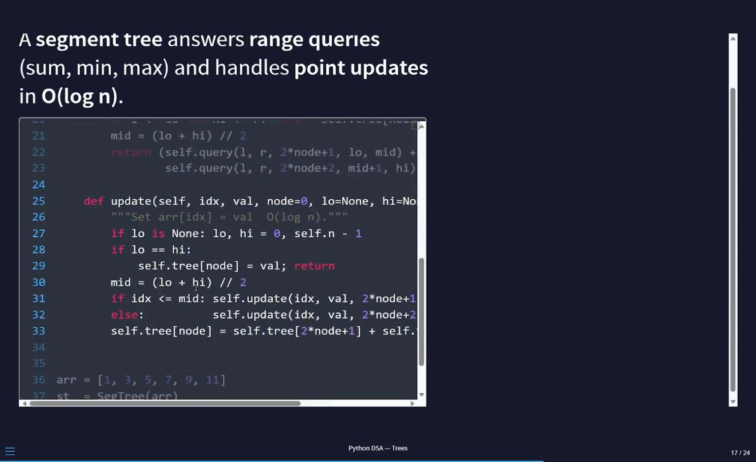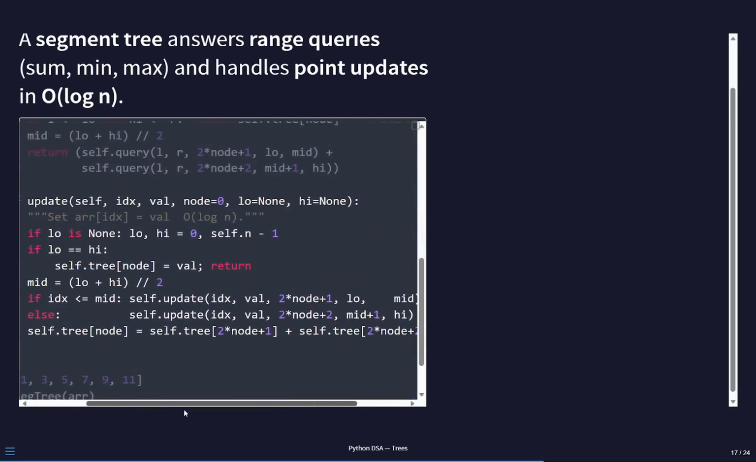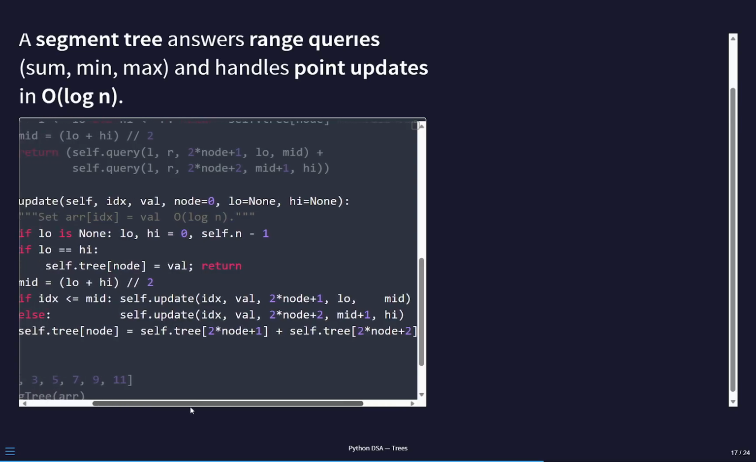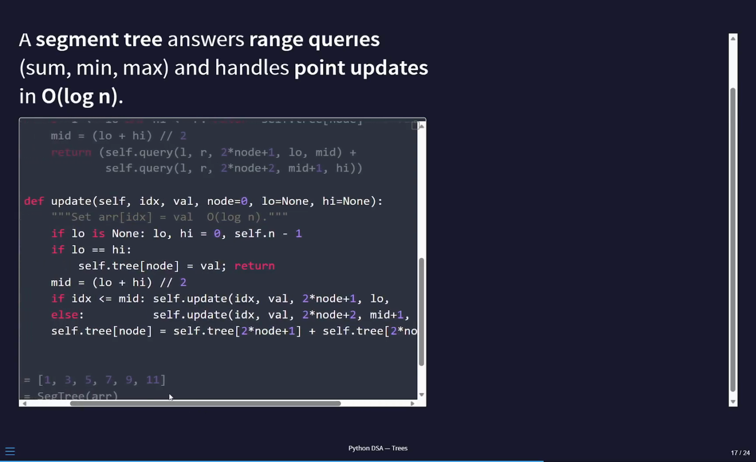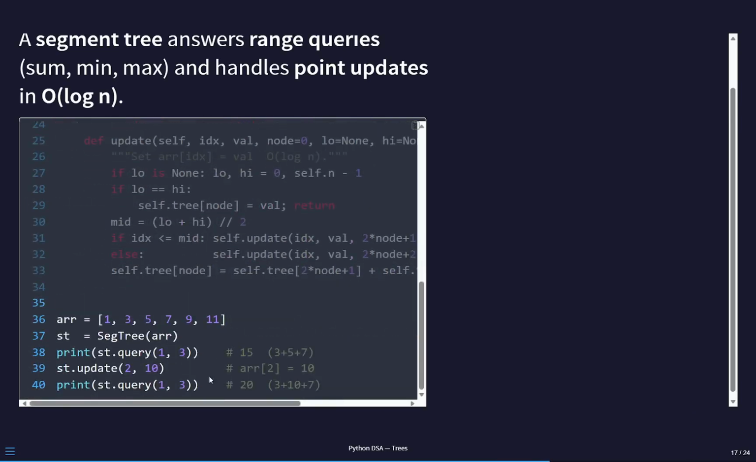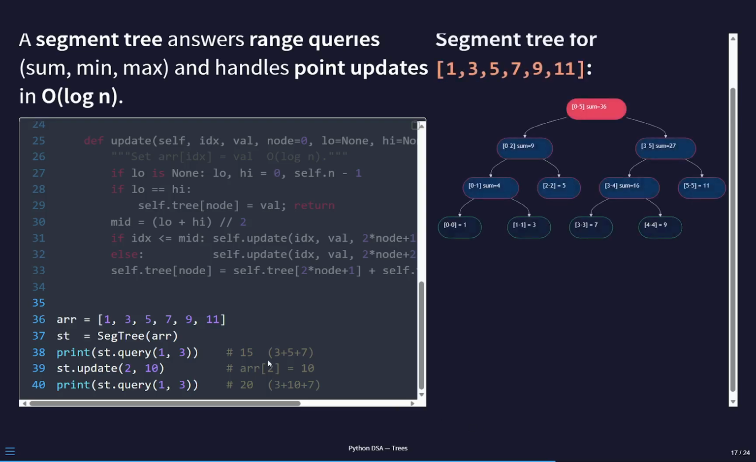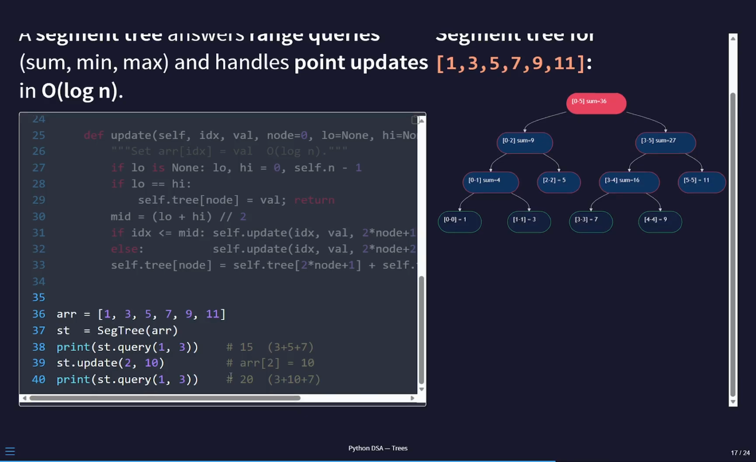Update walks down to the target leaf, updates it, then recalculates all ancestor values as we unwind. Also O(log n). The demo: array 1, 3, 5, 7, 9, 11. Query sum 1 to 3 equals 3 plus 5 plus 7 equals 15. Update index 2 to 10. Query sum 1 to 3 again equals 3 plus 10 plus 7 equals 20.